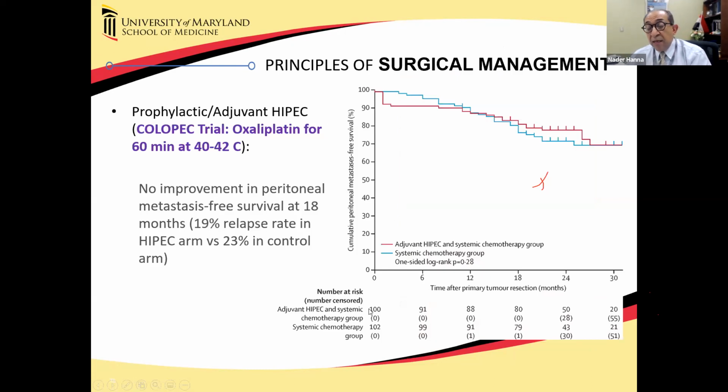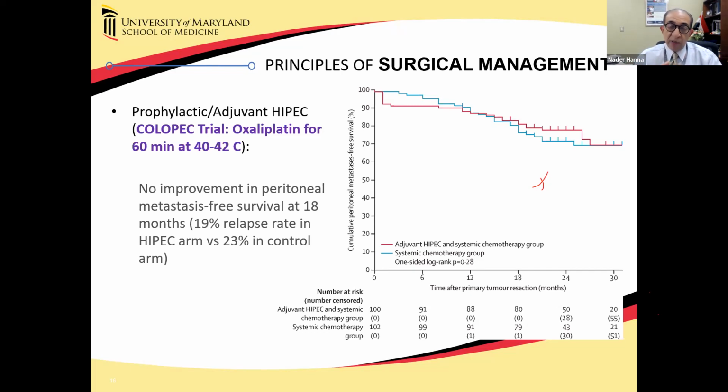Okay. So that begs the question, is there a role for prophylactic HIPEC in this situation? Now, in places where we do HIPEC, we do have the ability to do HIPEC right away if we need to. We have the equipment, we have the chemotherapy available, but is it the right thing to do?